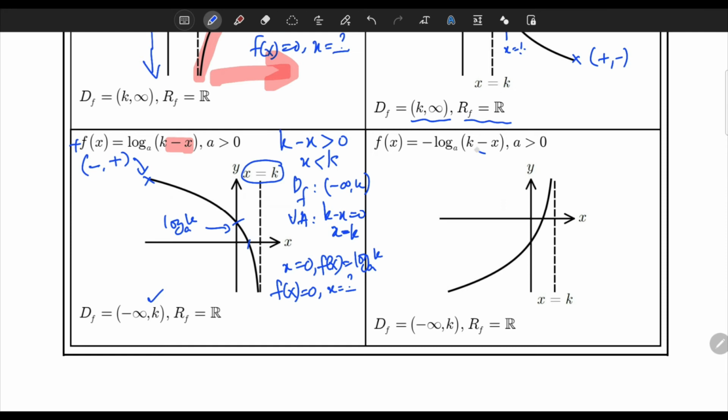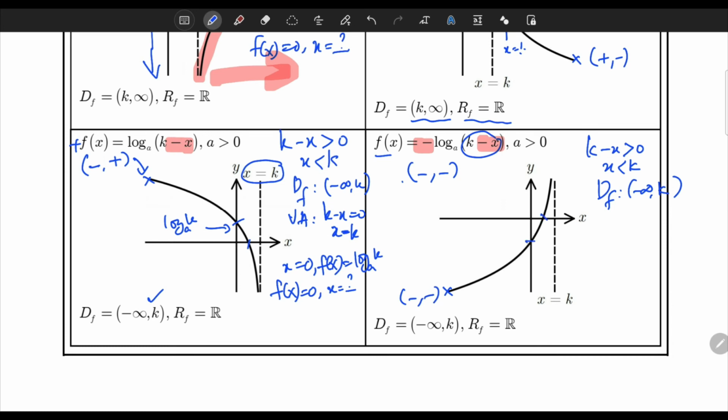Alright, so the next curve, the next graph, again k minus x greater than 0, so x less than k again. So the domain will be negative infinity to k, right? So here x is negative. You look at this, x negative, this negative belongs to the f(x) here. So meaning you have negative, negative.